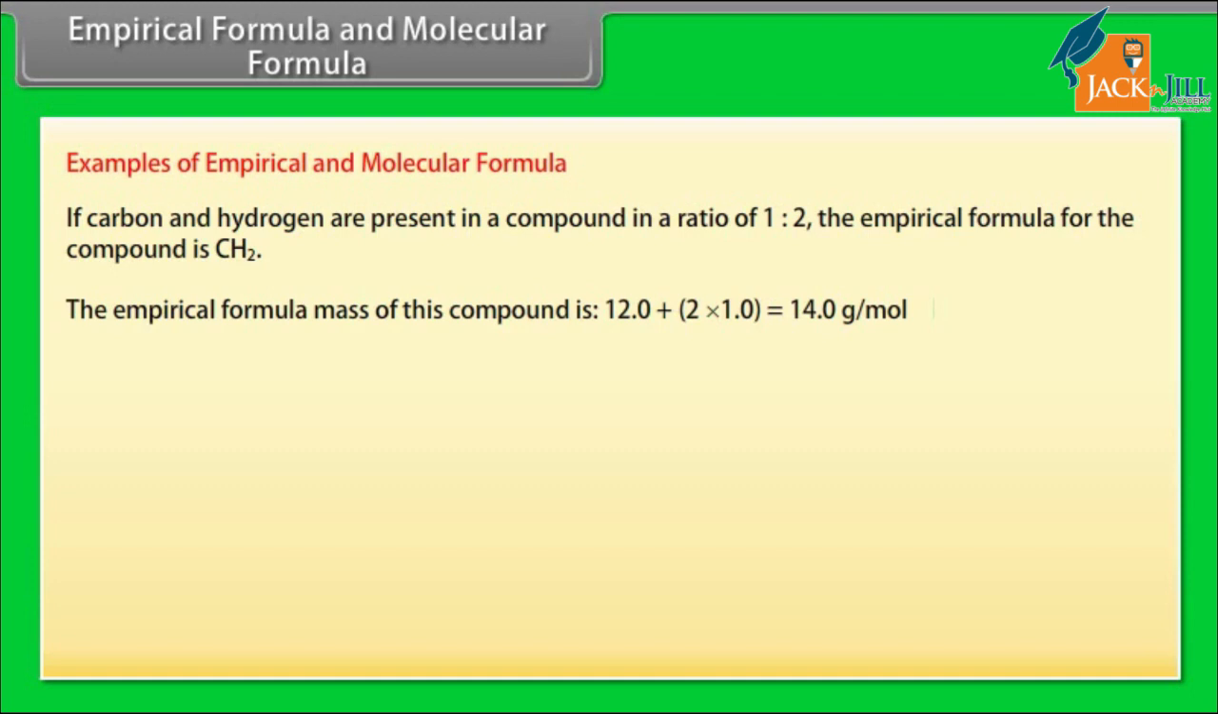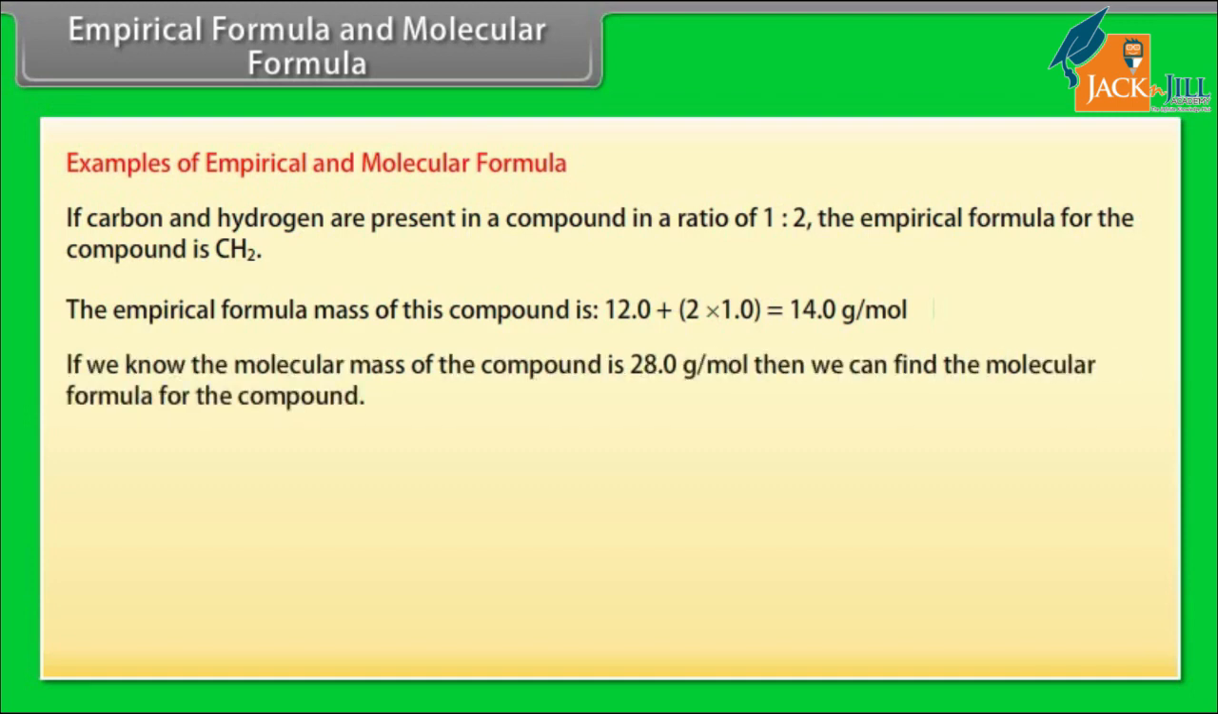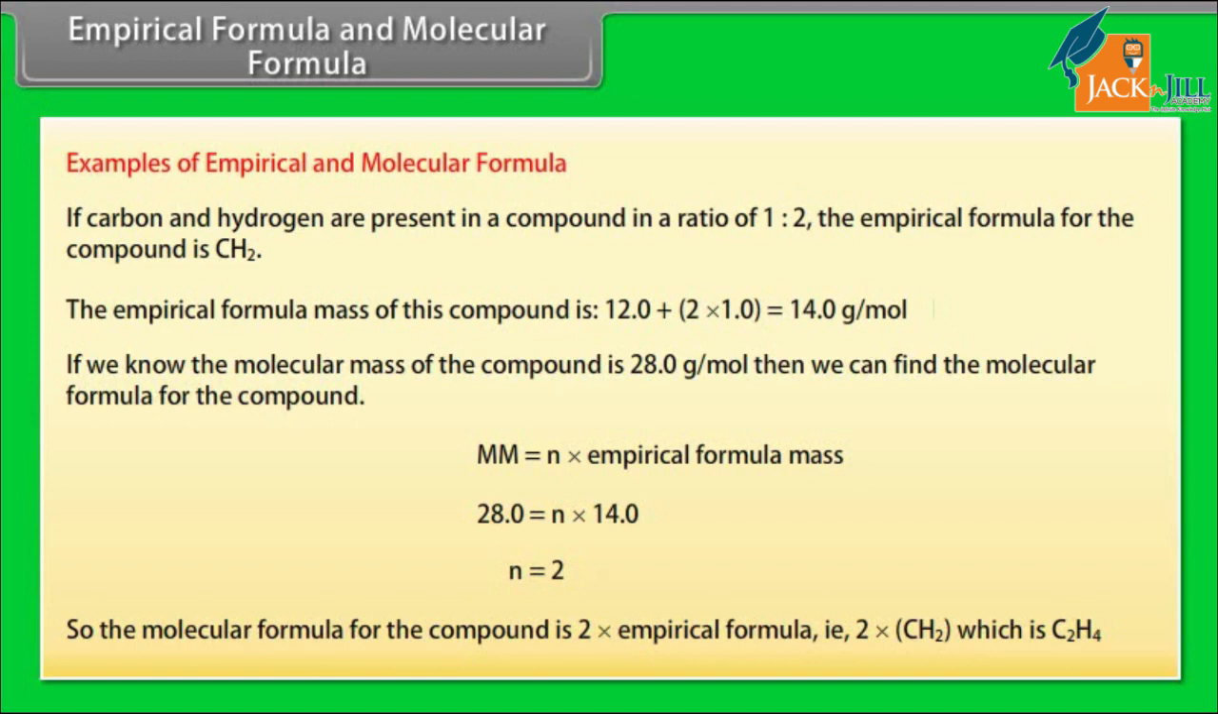g per mole. If we know the molecular mass of the compound is 28.0 g per mole, then we can find the molecular formula for the compound. M is equal to N into empirical formula mass. 28.0 is equal to N into 14.0. So N is equal to 2. So the molecular formula for the compound is 2 into empirical formula, that is 2 into CH2, which is C2H4.